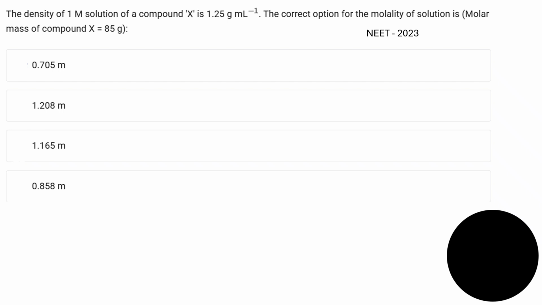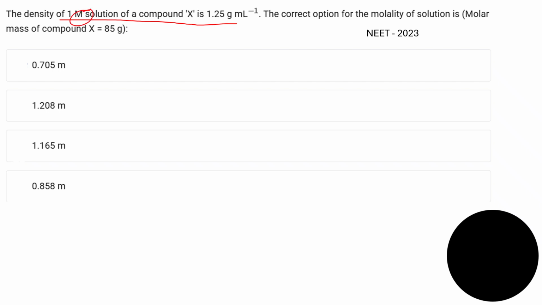Welcome. In this video, I am going to solve NEET 2023 previous year question in physical chemistry under the topic of some basic concepts in chemistry. Let's see the question. The density of 1 molar solution of a compound X is 1.25 gram per ml. The correct option for the molality of the solution is, molar mass of the compound X is 85 gram. This is a very simple question. Very simple. Okay.